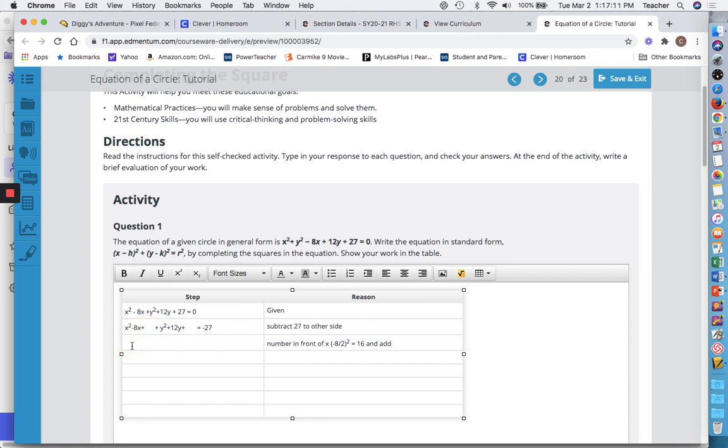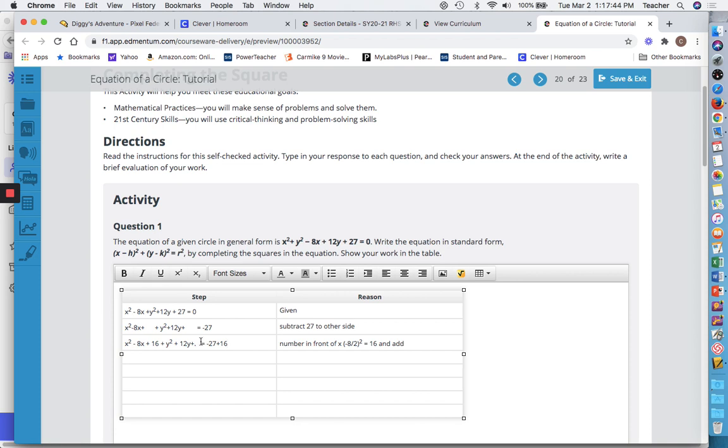So I've got x squared minus 8x plus my 16 I just got, plus the y squared plus the 12y plus, I'm going to leave my blank. Equals negative 27 plus 16.